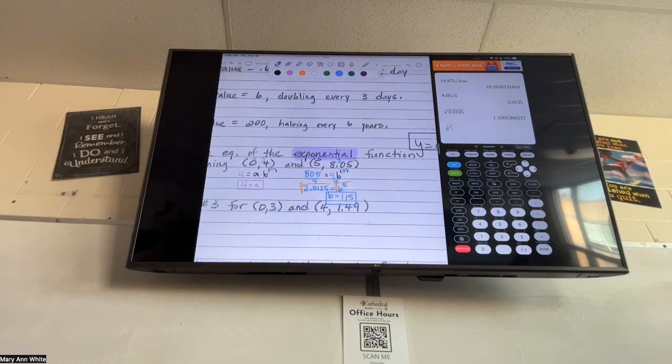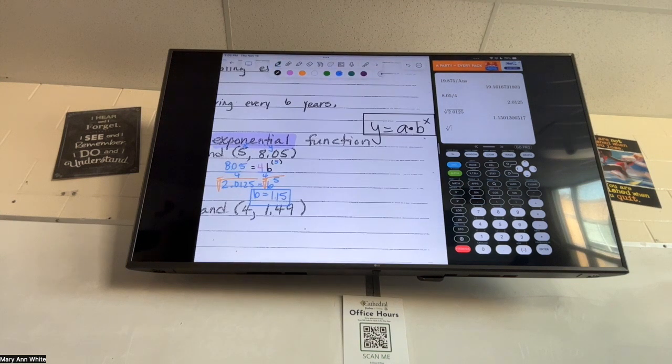Okay. My final equation for this, though, I'm going to put it back into the original. It's y equals 4 times 1.15 raised to the x. Okay. What I want you to do is try letter B without me, and I'm going to come help those of you with calculators. Okay.